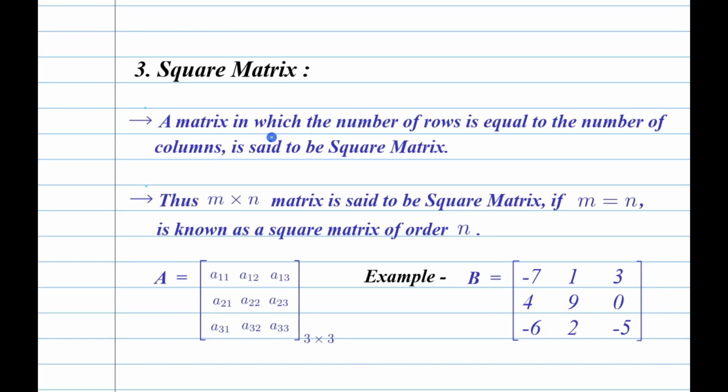Next, square matrix. A matrix in which the number of rows is equal to the number of columns is a square matrix. Thus, an m cross n matrix is said to be a square matrix if m equals n, and is known as a square matrix of order n. Its general representation and example.